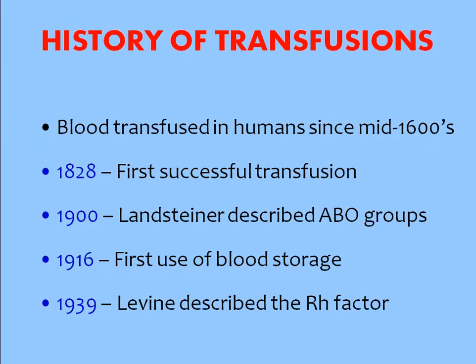History of transfusions. Transfusions have started since the mid 1600s, whereas the first successful transfusion was done in 1828. In the year 1900, that is the start of the 20th century, Landsteiner described ABO blood groups, which is a landmark in blood transfusions. Then in 1916, the first use of storage of blood was done, commonly in CPD, that is citrate phosphate dextrose medium. Then in 1939, Levine described the Rh factor.